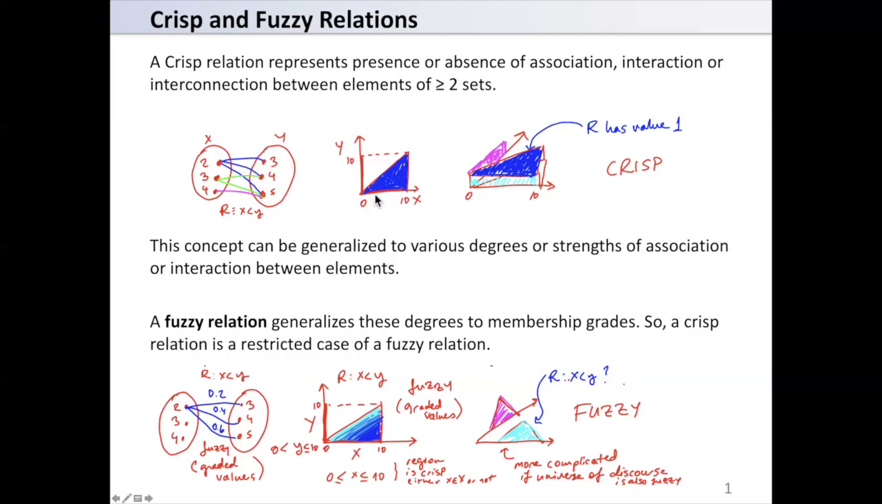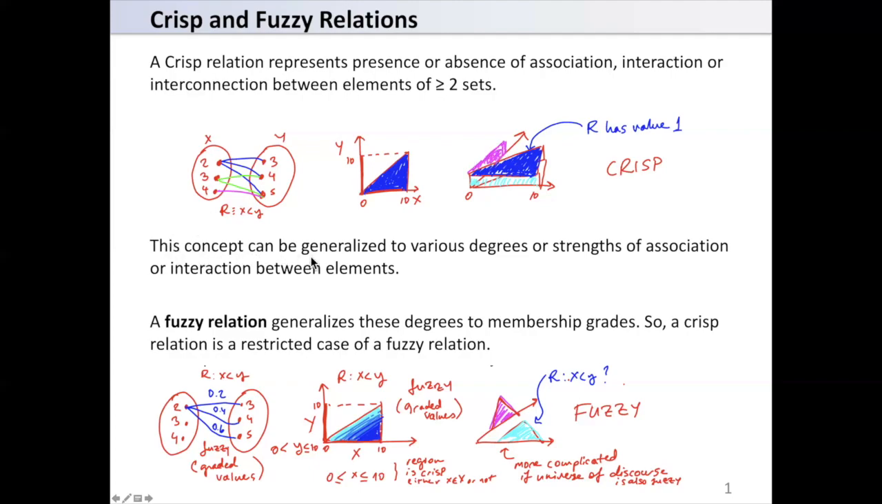Or in a continuous space, if x is between 0 and 10, then x is less than y can be defined as this region. And if we consider the relation as a set, any point belonging to this region has a membership value of 1, the relation has value 1, and for the other regions, the relation has value 0.